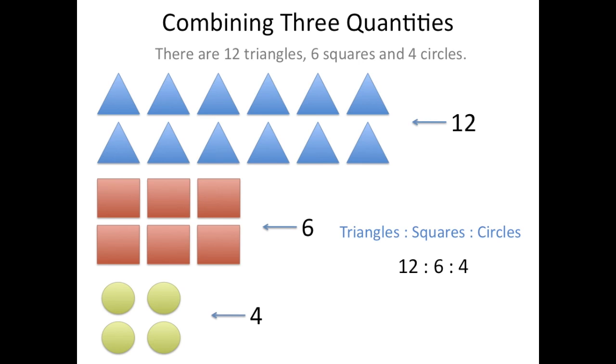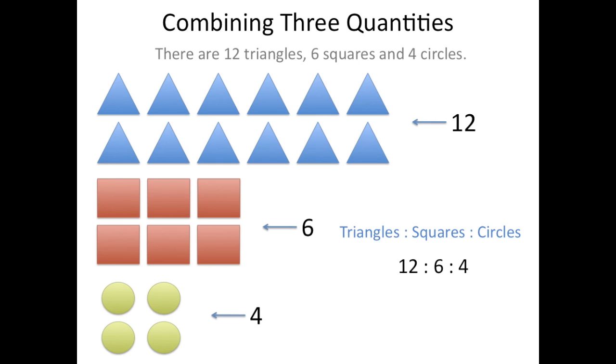So you can see that it's very similar to comparing two quantities and showing it as a ratio. Now we're just adding in another quantity. But again, we need to make sure that they're in the correct order. So if it says triangles to squares to circles, I have to make sure that I list my quantities in that order.